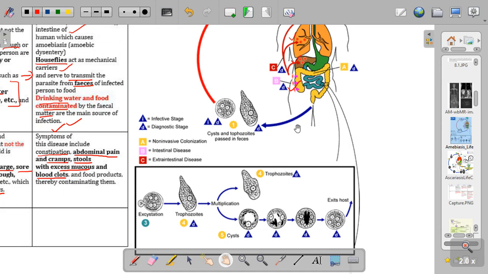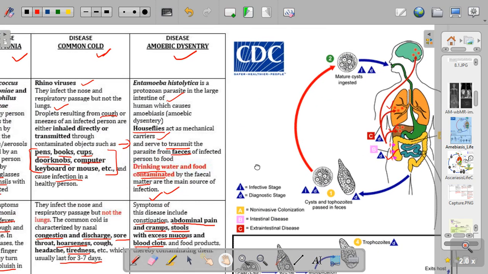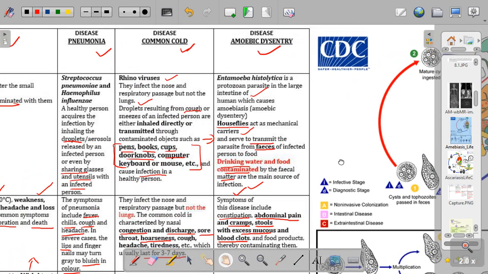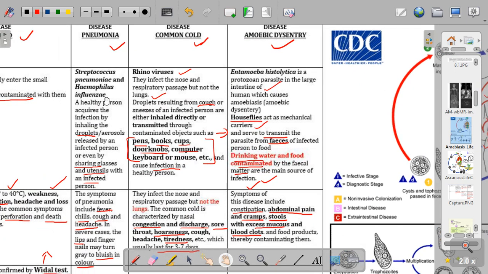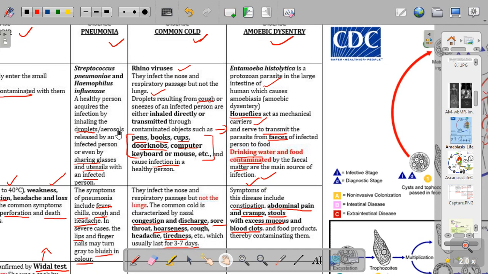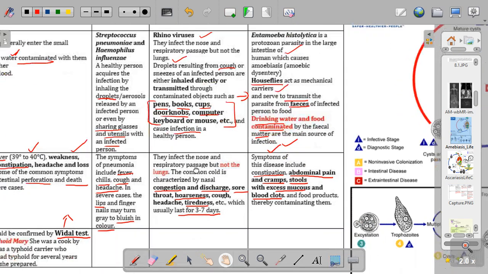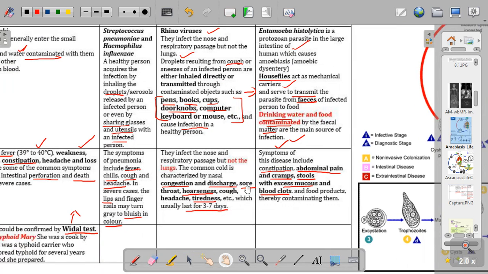So these are the three diseases we learned today: pneumonia, common cold, and amoebic dysentery. They have different pathogens. Some of them use air, like pneumonia. Common cold also uses air, and also objects touched by the infected person. Amoebic dysentery uses the housefly for transmission. They have different organs to infect, and different types of symptoms can be exposed in the body. So these are all related to our text.